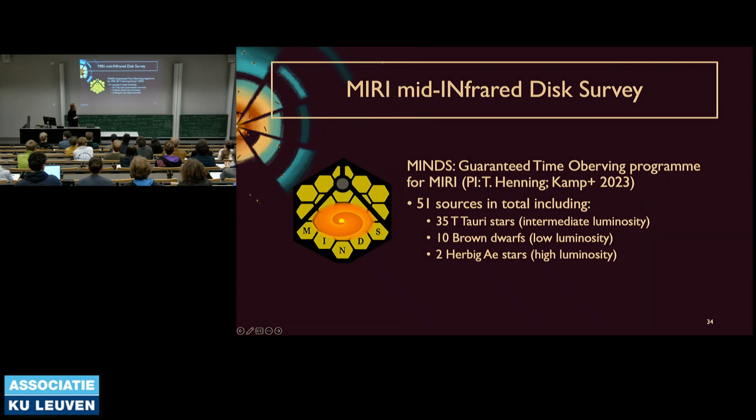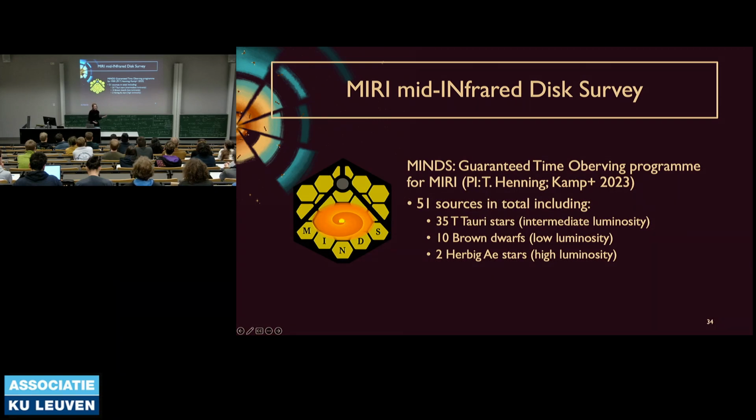A bunch of these are T Tauri stars, which is what I will be discussing today. These are the more solar-like pre-main sequence stars. There's some brown dwarfs, so these are very low luminosity. The split between very low mass stars and brown dwarfs is a little bit vague, though. And then there's a few Herbig stars, which are very, very bright. Won't be talking about these.